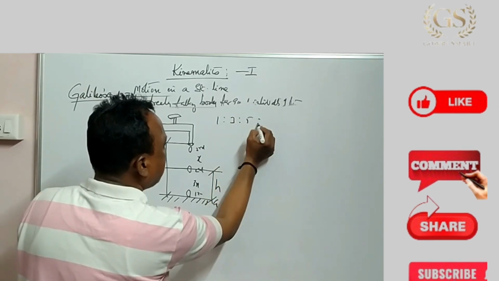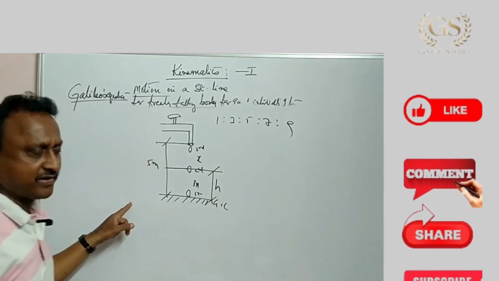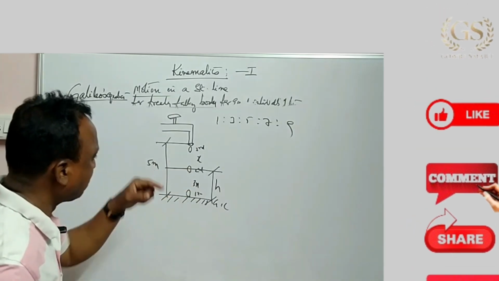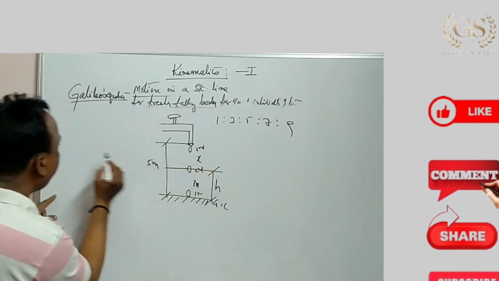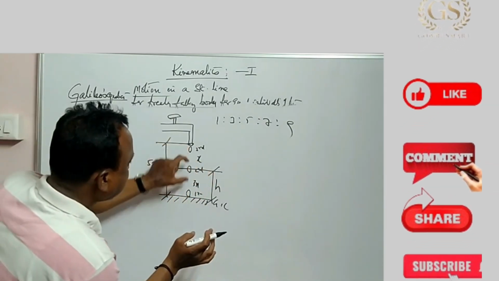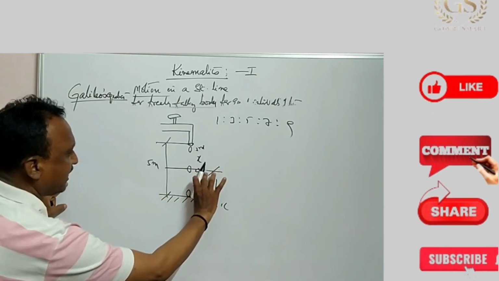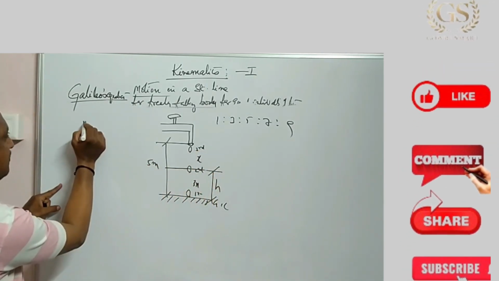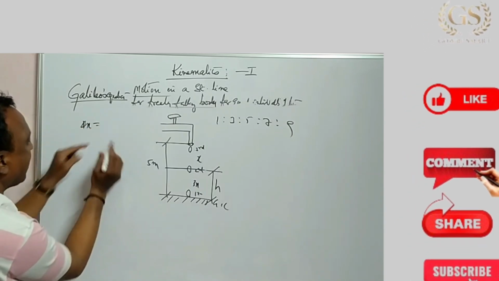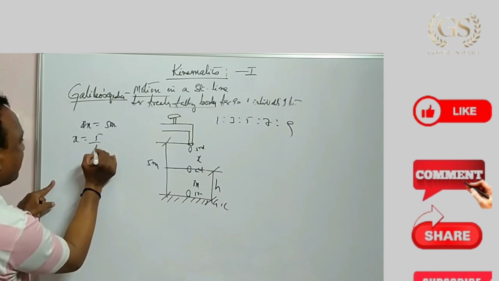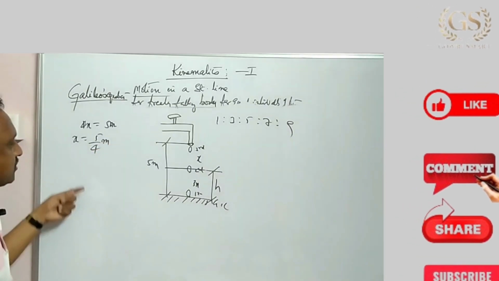1 is to 3 is to 5 is to 7 is to 9 for equal intervals of time. So let this be x, this becomes 3x, and so on. But from the above figure, x plus 3x, how much? See, this distance let it be x, and this will be 3x from Galileo's ratio. So x plus 3x means 4x, which is equal to the height of the tap, 5 meters. So x is equal to 5 by 4 meters. So I got x now.